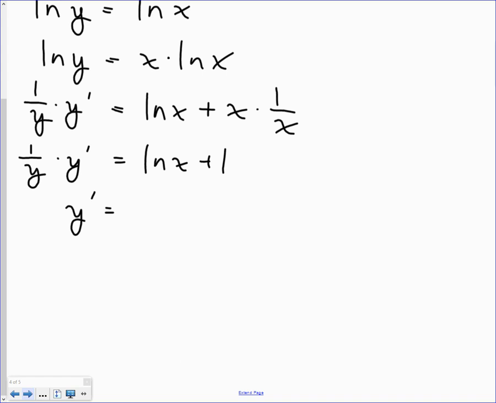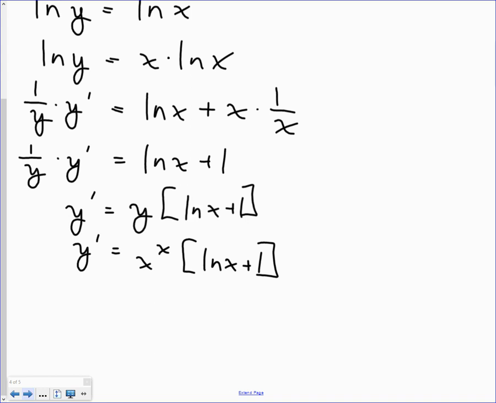Now we can just cross multiply by the y, so we'll have y prime equals y times ln x plus 1. And then we could, if we wanted to, put back our original function, x to the x times ln x plus 1. And that would be our final derivative.